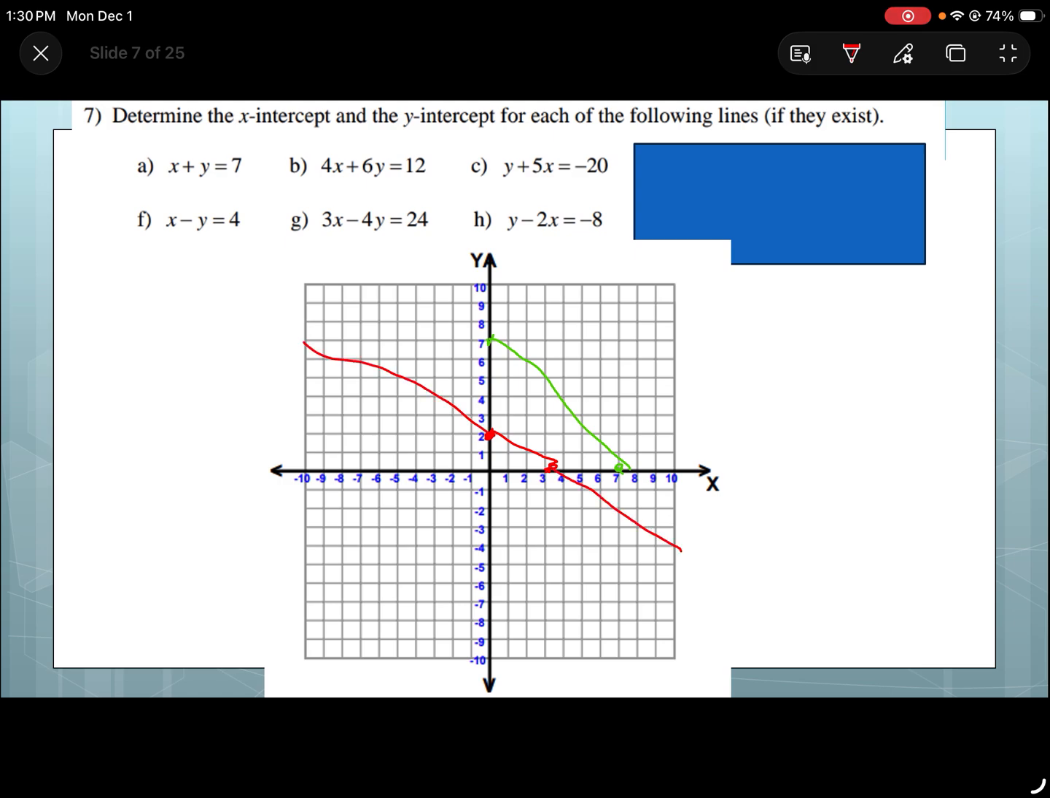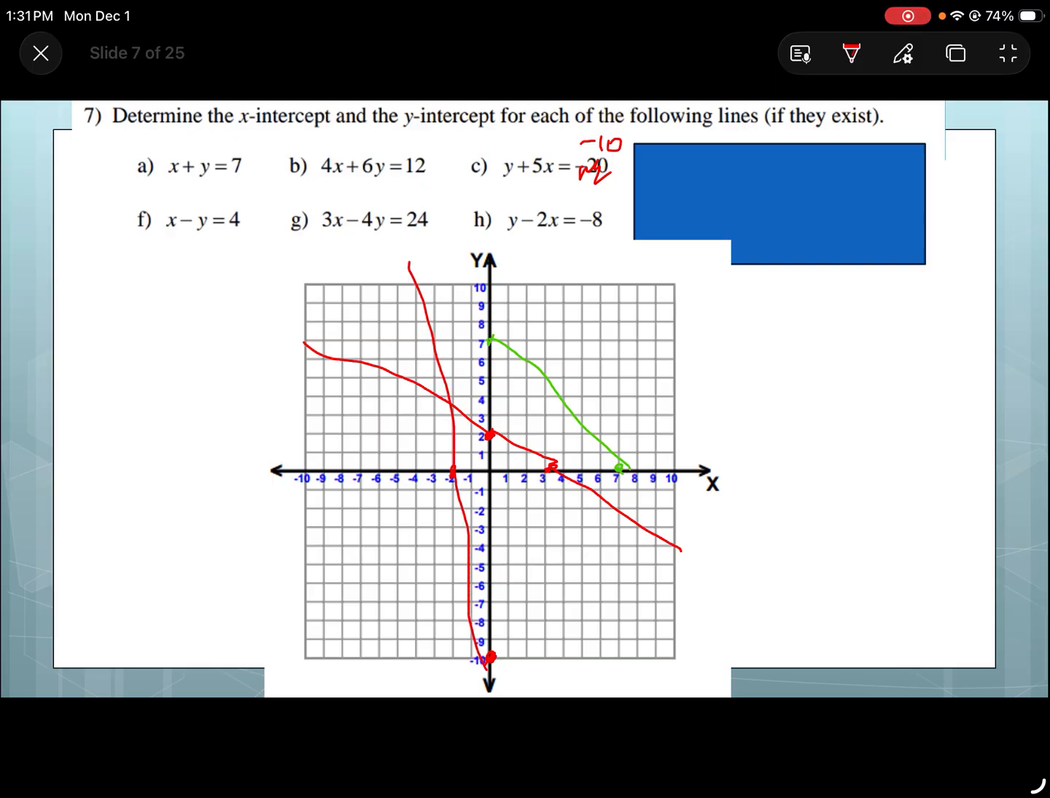Cool. What about y plus 5x is negative 20? Well, if I ignore x, I get y as negative 20. That's not actually on our graph. Let's pretend that's a negative 10. That'd be a better number. Okay, so if I ignore x, I get y as negative 10. Cool. If I ignore y, I get 5x is negative 10, x is negative 2. And then I would draw my lines up.